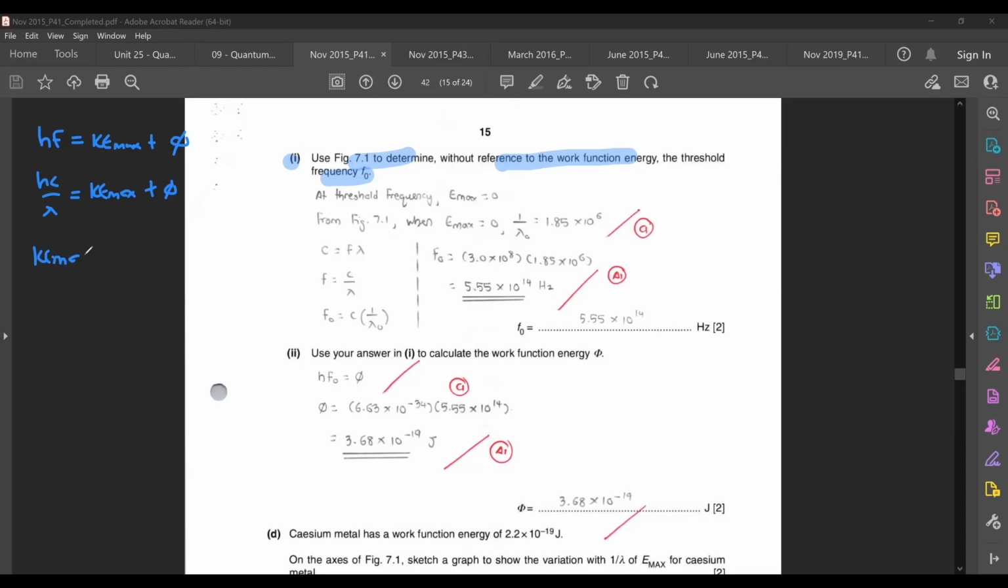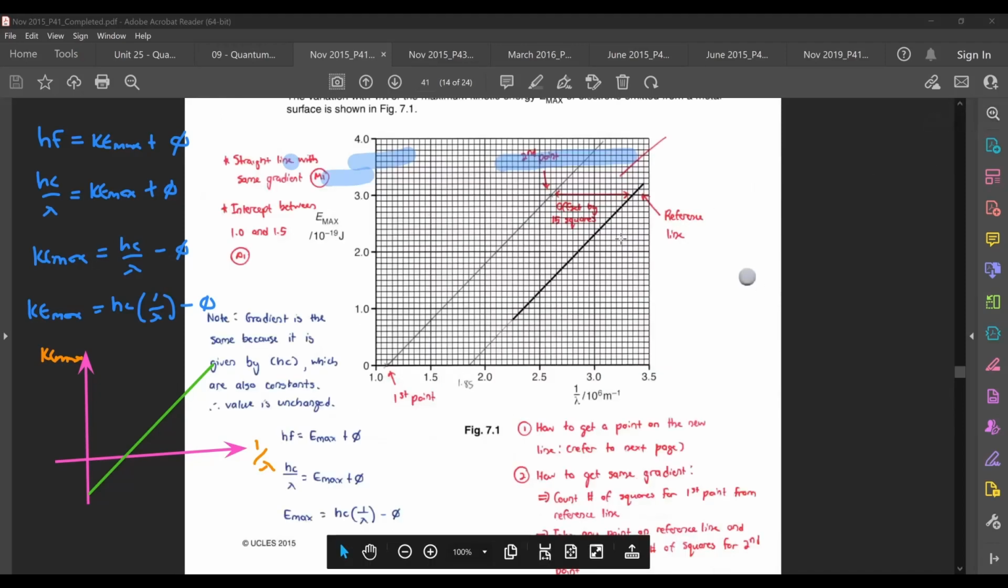KE max would be hc over lambda minus phi, so that eventually your graph looks like this. So let me just write it out. This is what you are expecting right now from your graph, of KE max versus 1 over lambda, which is what you are seeing in the actual question itself, just that they didn't draw the full line for you.